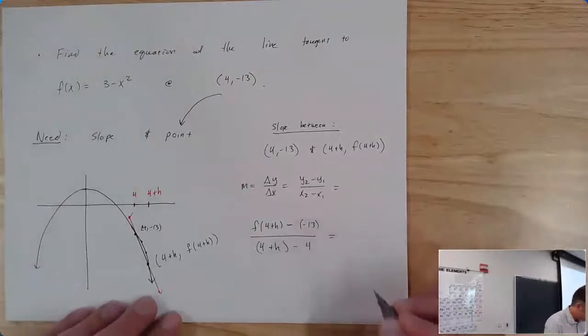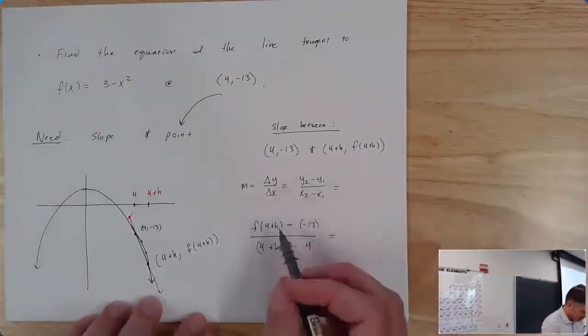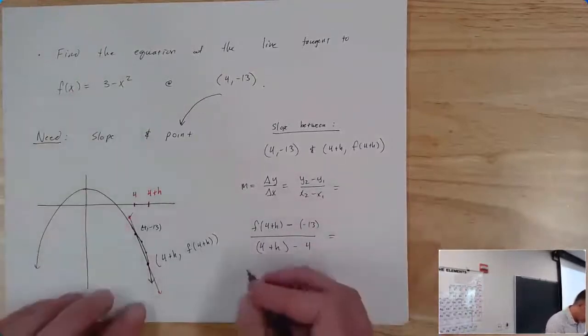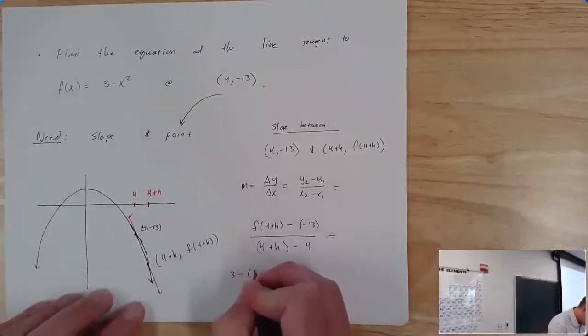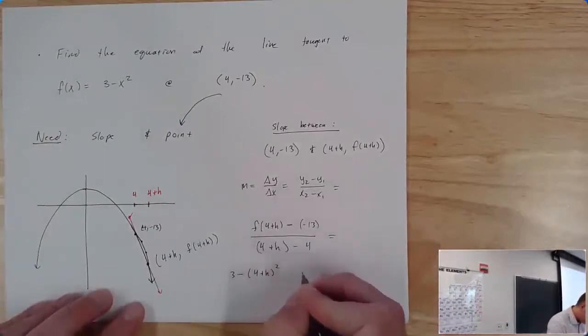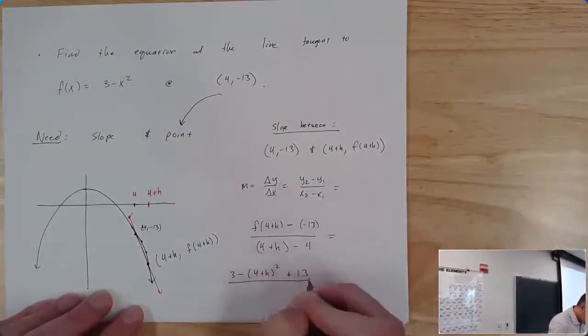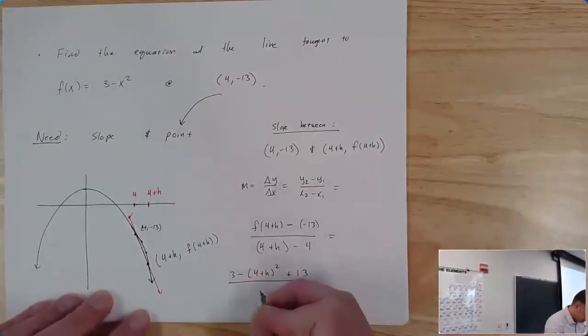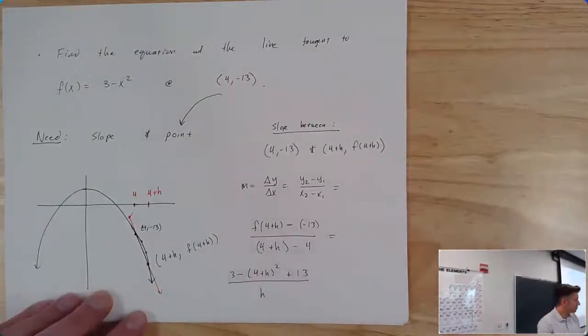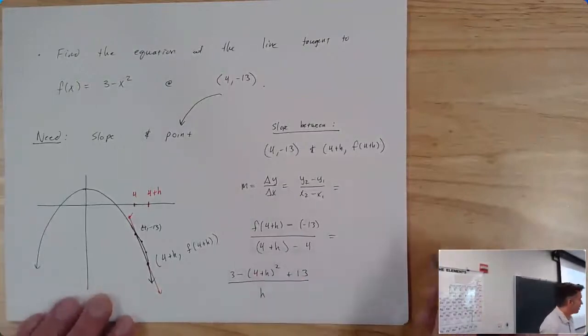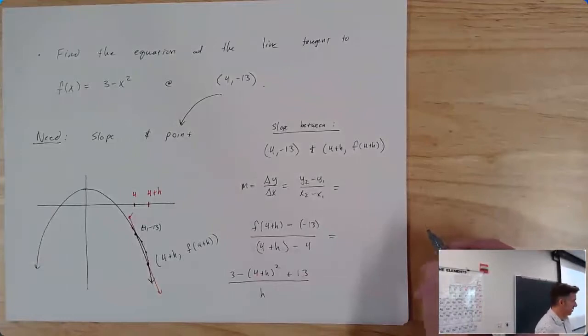I'm going to run out of room. I'm going to need a piece of paper. Oh, well, happens. So f of 4 plus h is just going to be 3 minus 4 plus h quantity squared, minus 13 is plus 13. And then 4 plus h minus 4 is just h. Right? The 4 is canceled? Yeah. And then we're going to multiply that out.